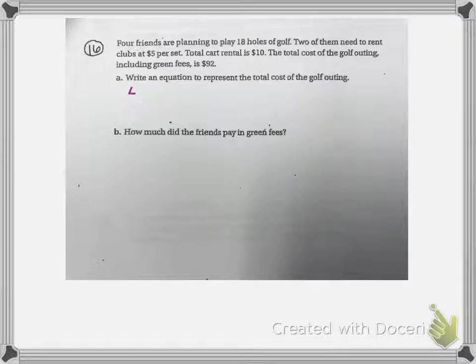Okay? So, the first thing asks us to write out our equation representing the whole outing. Okay? So we have 4 friends times X for our green fees plus 2 times $5 for the rental of the clubs plus the $10 for the rental fee for the cart is $92.